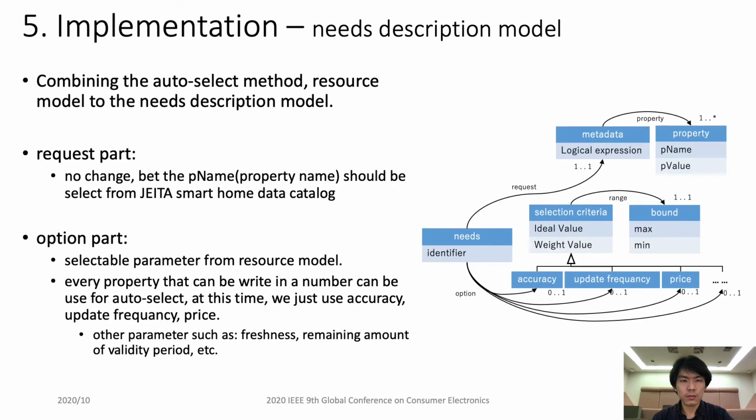And we combine the auto-select method, resource model, and the needs description model. The request part has no change, but the property name should be selected from the resource model. In the option part, we add the selectable parameters from the resource model. Every property that can be written as a number can be used for auto-select. This time, we just use accuracy, update frequency, and price.